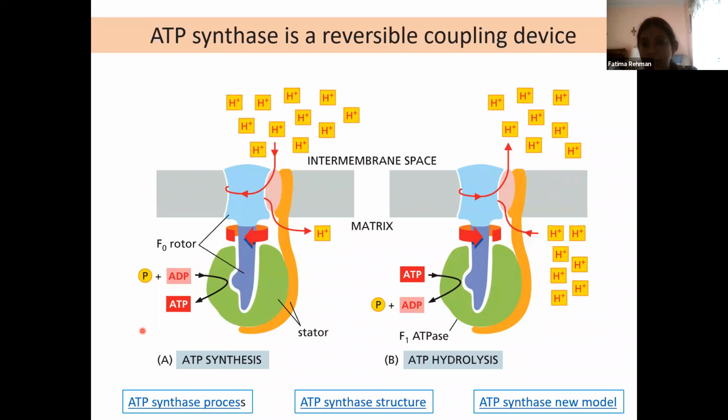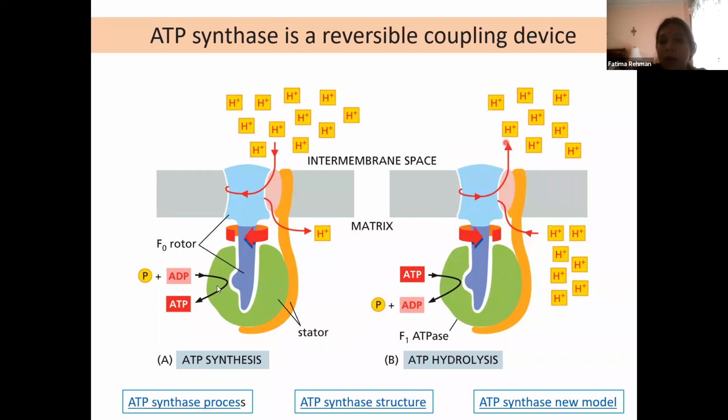Now, sometimes you have higher proton concentrations inside the cell matrix instead of the intermembrane space. In that case, this same ATP synthase can actually work in reverse, where it can then utilize ATP that is present inside the mitochondria and release it back as ADP and phosphates as it shuttles those protons out into the intermembrane space.